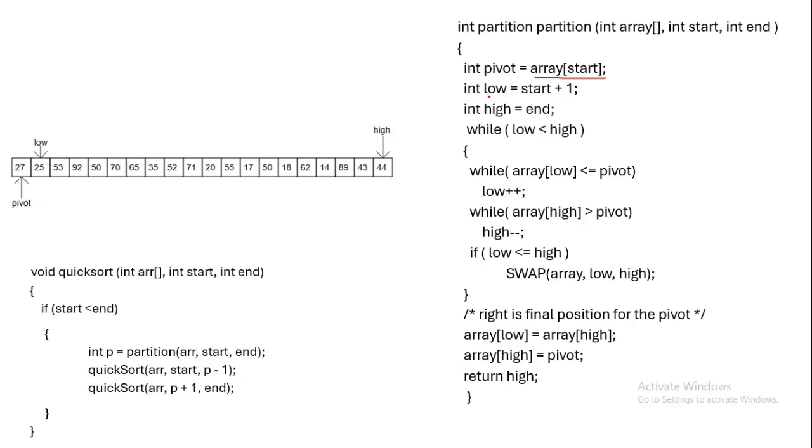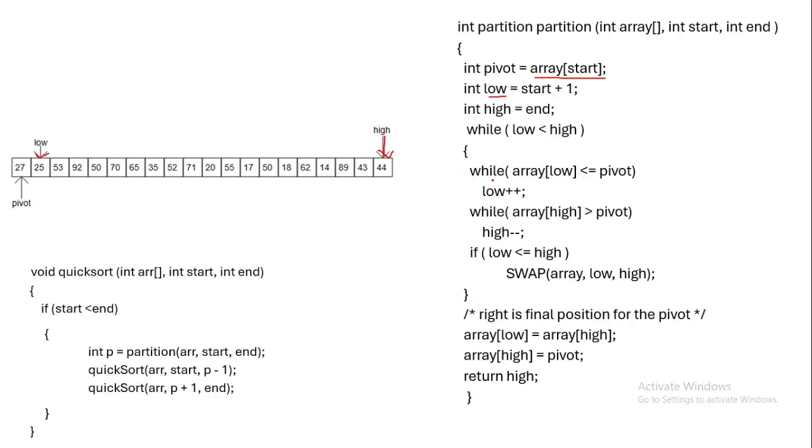Now we are making use of two pointers. The low pointer will point to start plus 1, so the low pointer is pointing over here, and high is pointing to the end. High is pointing over here. Next, we are iterating the loop. While there are some elements in the given array, we go on incrementing the low pointer and decrementing the high pointer, and this increment and decrement will continue until they cross each other.